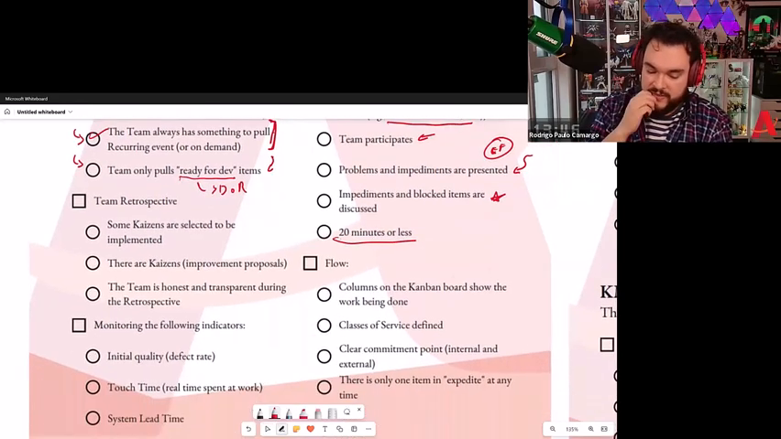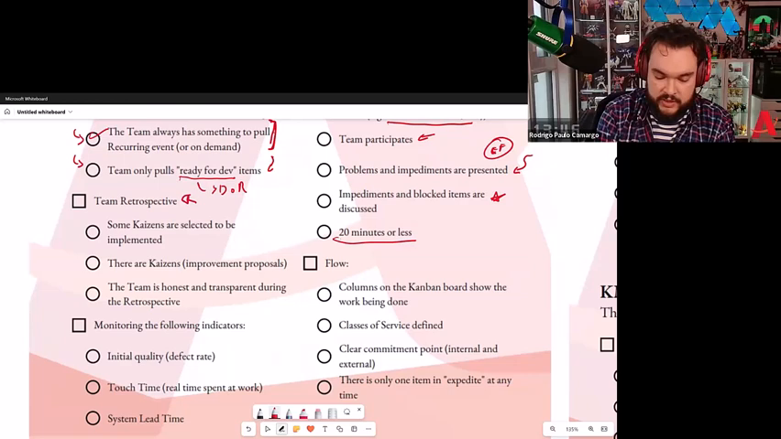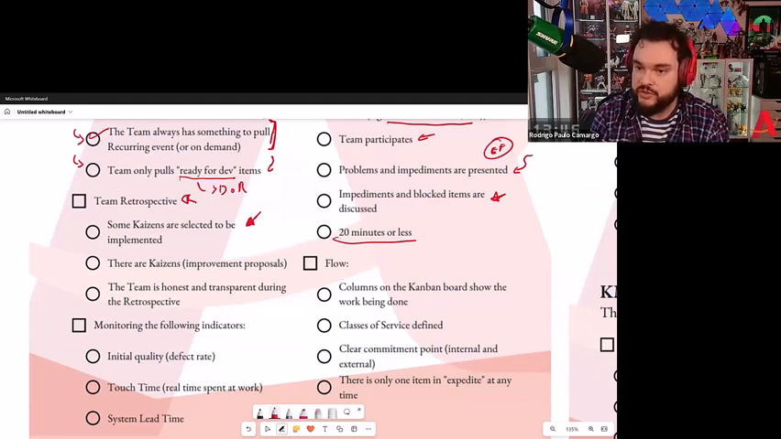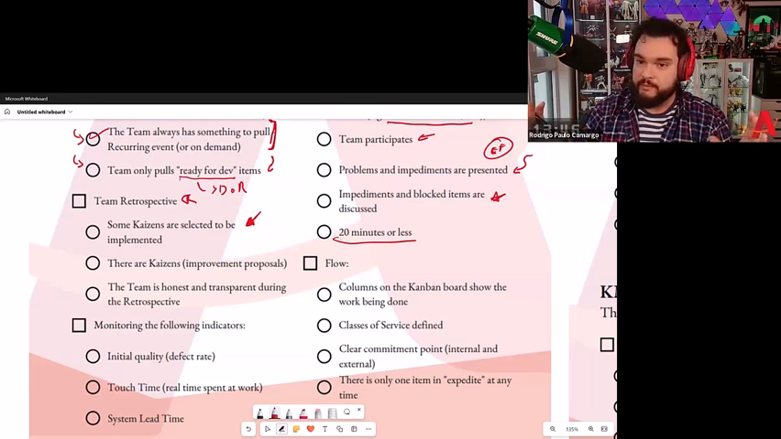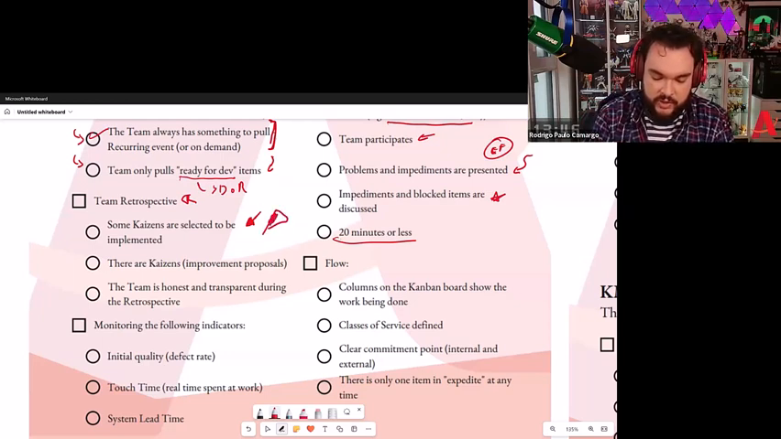Then the next one we have here is the retrospective. Are you doing the retrospective? Great, but are you selecting the kaizens to be implemented? So are you actually finding continuous improvement items and implementing them? And it's really important to remember the phrase that the person who has the biggest problem is the one who says they don't have a problem, because they are not even able to say, what kind of problem do I have, right? They are not even identifying. So for me, I would call it a red flag if we are not doing this.